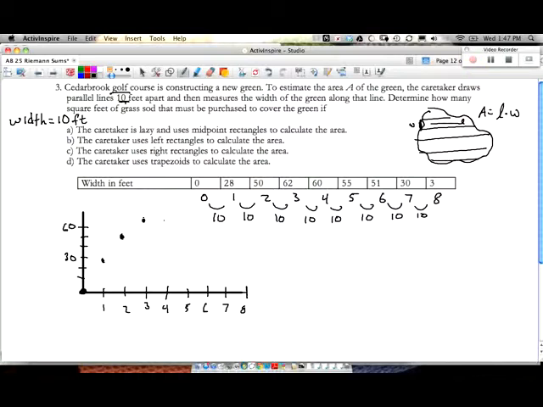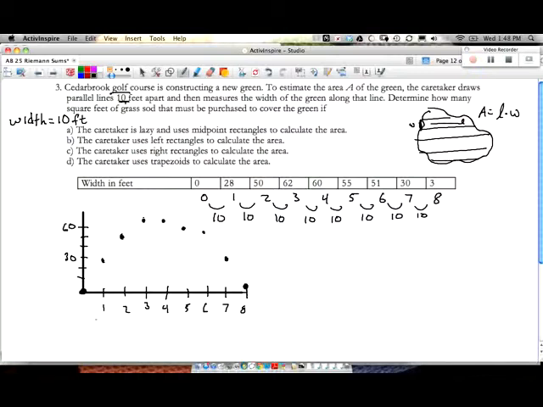And then 4 and 60, so that's pretty close to that other one. 5 and 55, so now we drop down just slightly. 6 and 51, again a small tiny drop. 7 and 30, now we're going to drop quite a bit, almost halfway. And then 8 and 3, so really small down here at the end. So these are the widths, or not the widths, but the lengths of each of these rectangles.